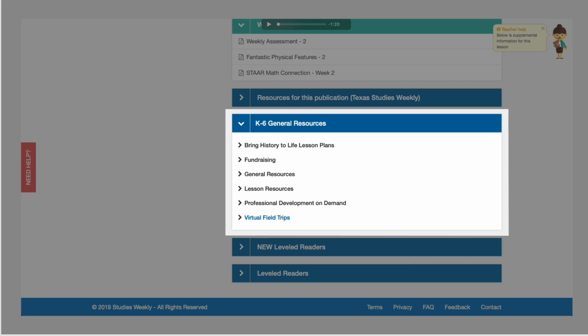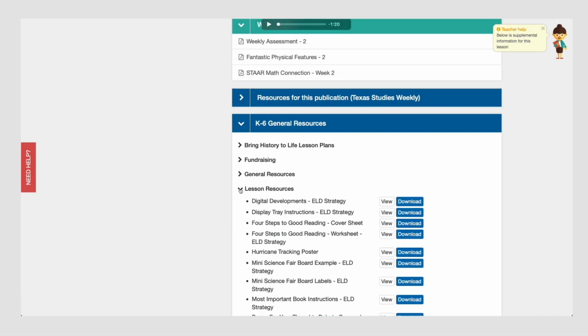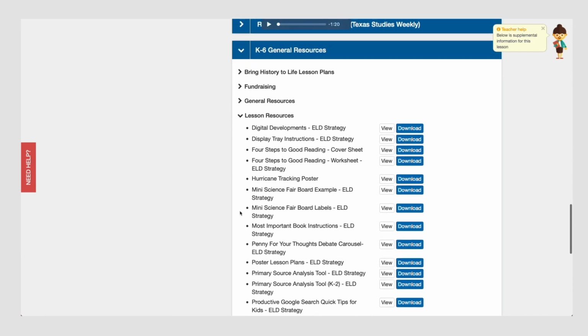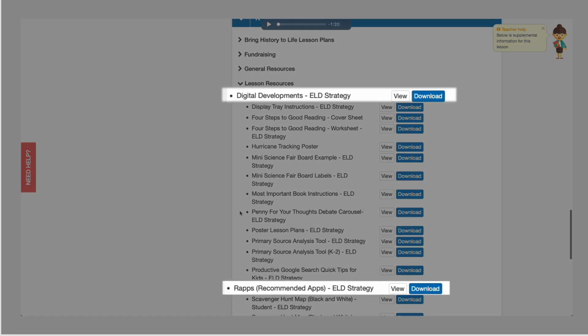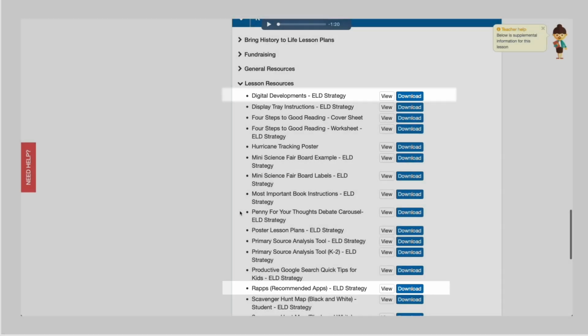For information about the Bring History to Life and fundraising, please contact support. Lesson resources includes student templates and instructional strategies and examples. Ideas for incorporating technology are detailed in Digital Developments and RAPS. These two documents list third-party websites and apps that work in a classroom.